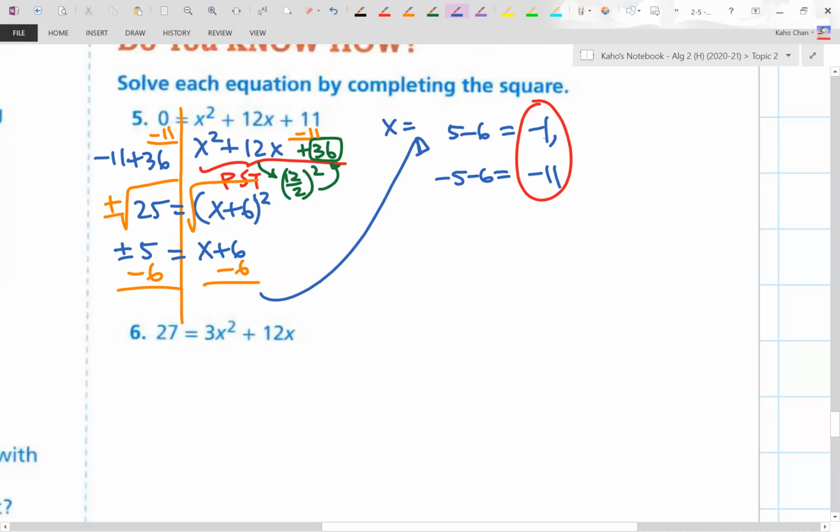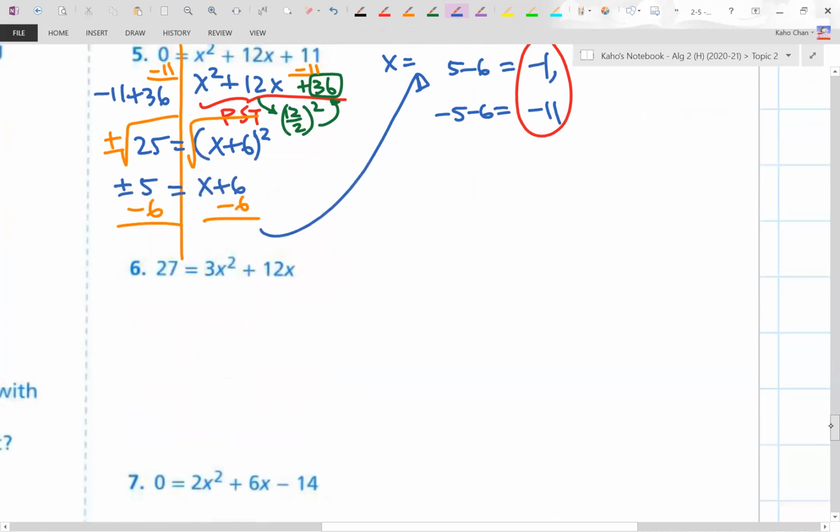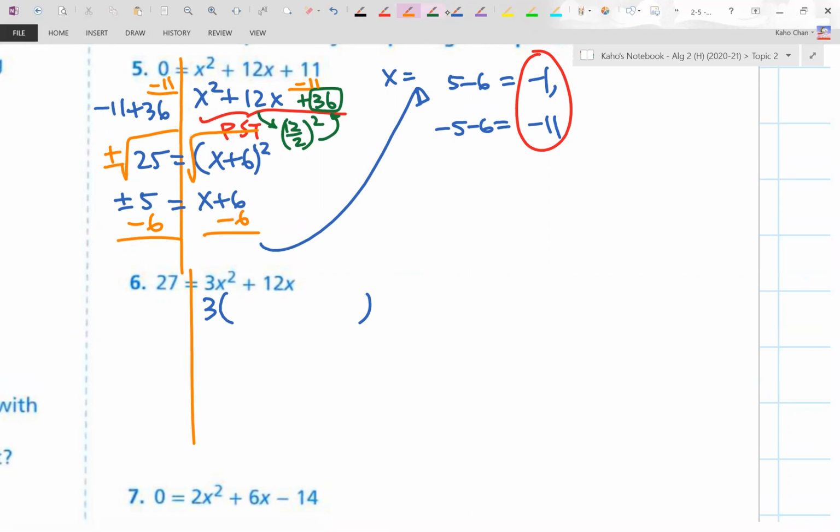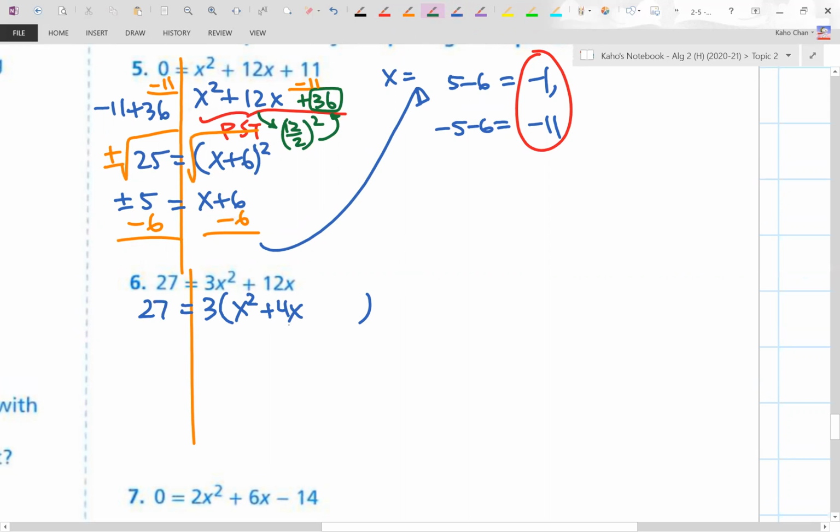Great. Let's do number 6 next. Any questions about number 5? Ooh, number 6, I got to take out a 3, don't I? Yep. Give myself some room there. At least they moved the 27 to the other side. Very cool. When I take out a 3, I'll be left with x squared plus 4x. And I think I'm ready to complete the square. Half of 4 squared is 4.